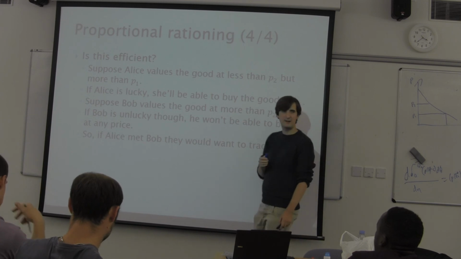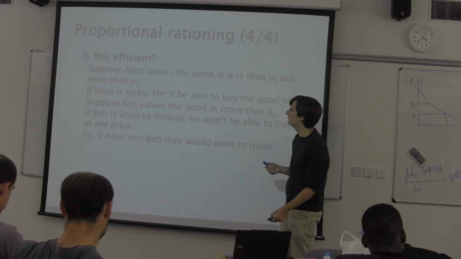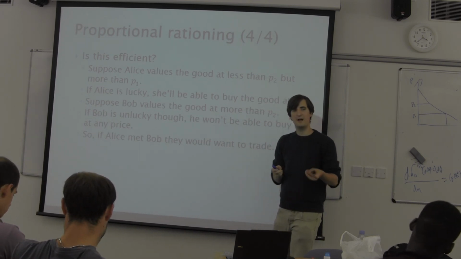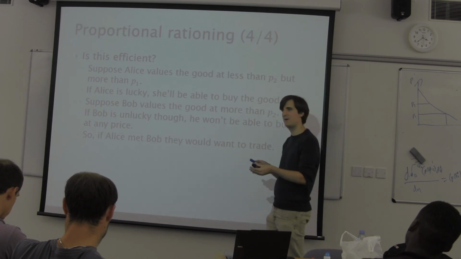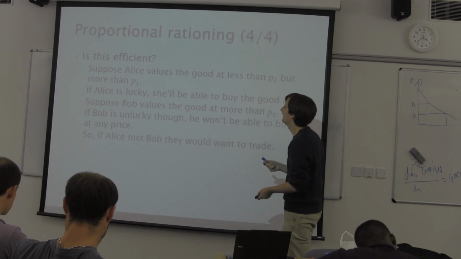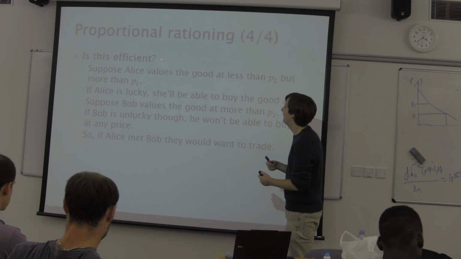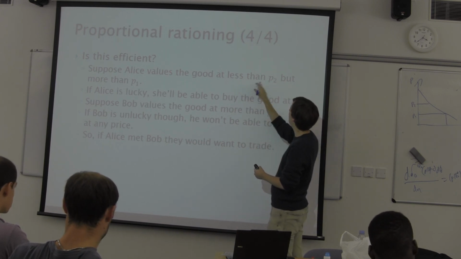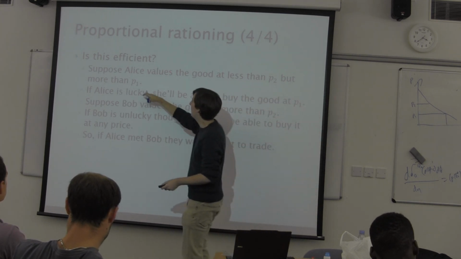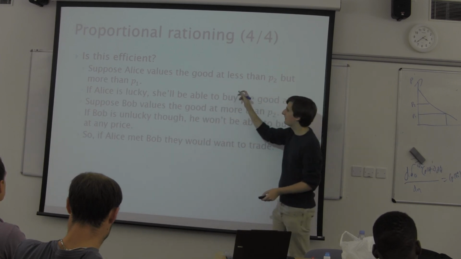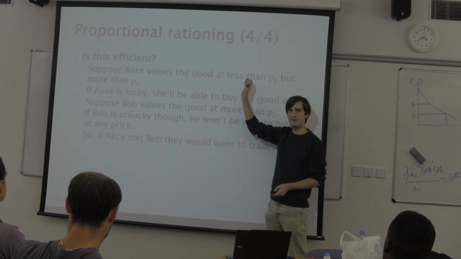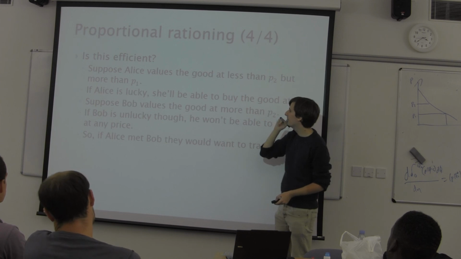Is this kind of rationing efficient? Well, you can probably guess from the other type of rationing being called efficient rationing that this one isn't going to be efficient. And you're right. Suppose Alice values the good at less than P2, but more than P1. So Alice would like to buy from a cheaper firm, but not from an expensive firm.